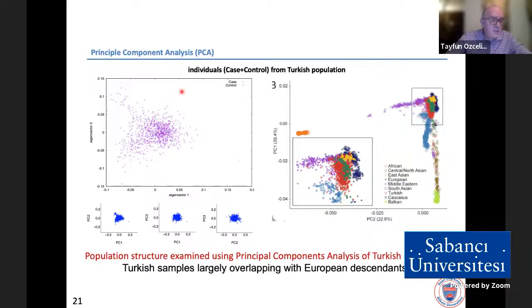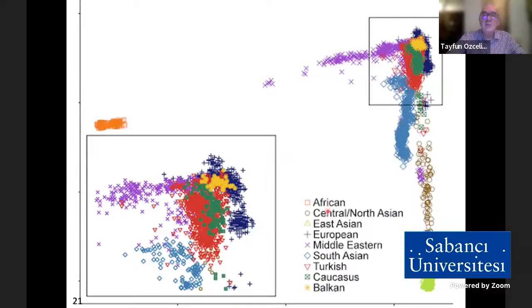So for case control collapsing gene association tests, we examined population structure using principal component analysis of the Turkish individuals and excluded the outliers. So you see here the results of the principal component analysis, and actually I would like to show you a blow up of this region here. If you concentrate, the red color is the Turkish population. Here you can see it much better.